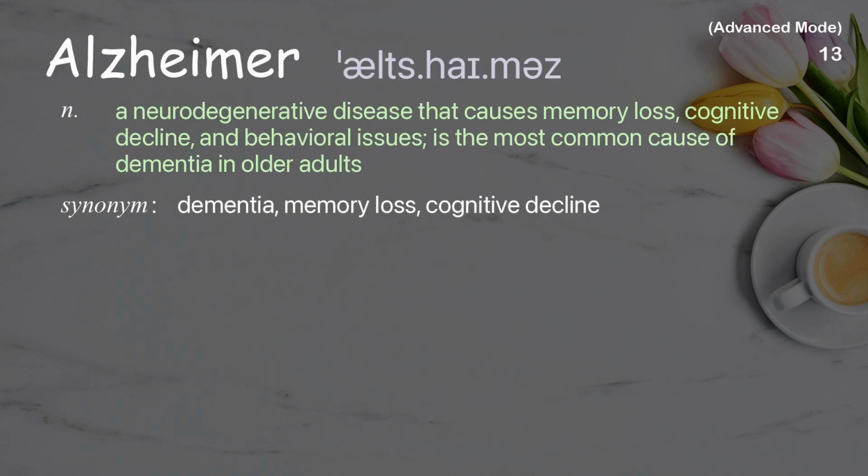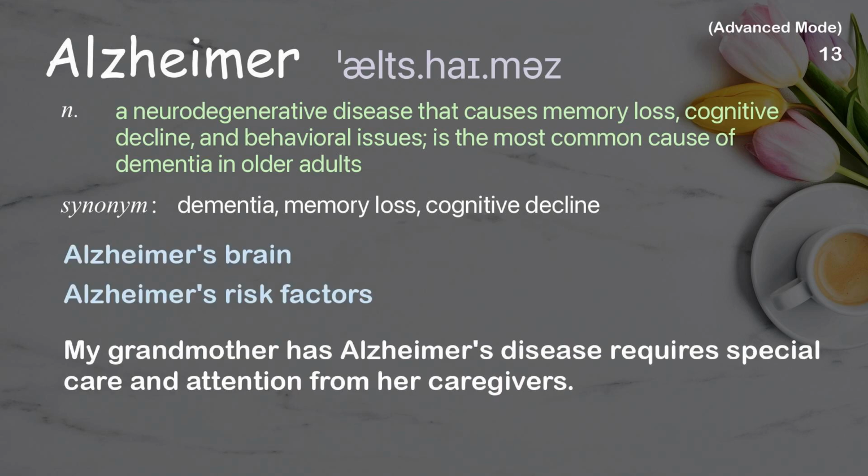Alzheimer. A neurodegenerative disease that causes memory loss, cognitive decline, and behavioral issues, is the most common cause of dementia in older adults. Examples: Alzheimer's brain, Alzheimer's risk factors. My grandmother has Alzheimer's disease, requires special care and attention from her caregivers.